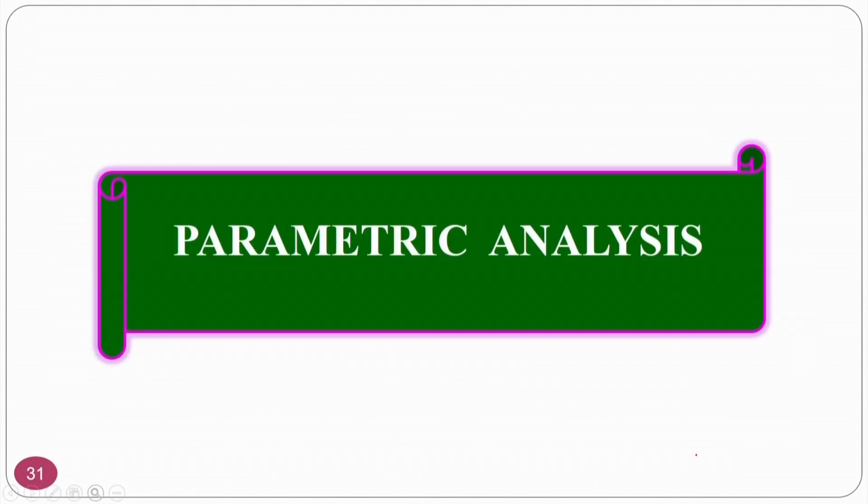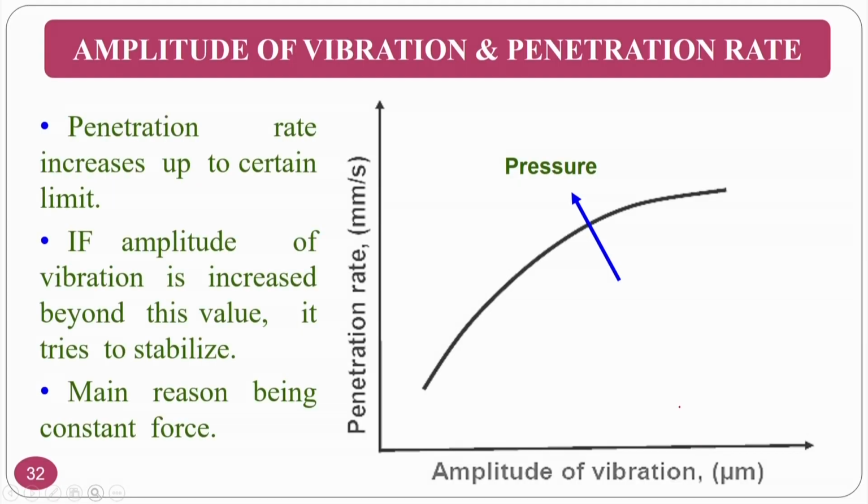Okay. The parametric analysis: this is a glimpse of what you have seen, but now you see it in terms of graphs and other things. If you see the amplitude of vibration and the penetration rate, what will happen? Assume that my vibration is this much, it will be high. If my amplitude is this much, what will happen? The penetration of the abrasive particle will decrease. In case 1, penetration will be more, in case 2, the penetration will be less. That is, the penetration rate is always proportional to the amplitude of the vibration.